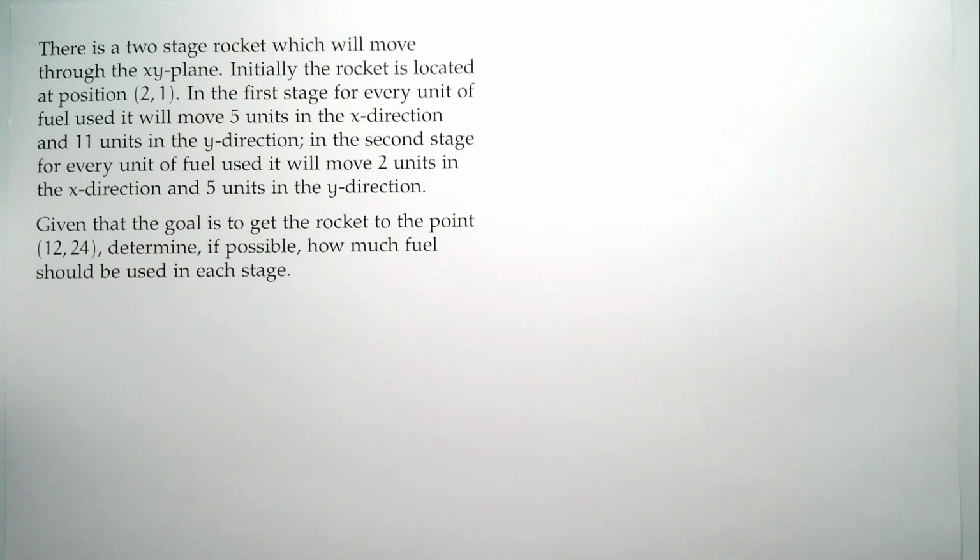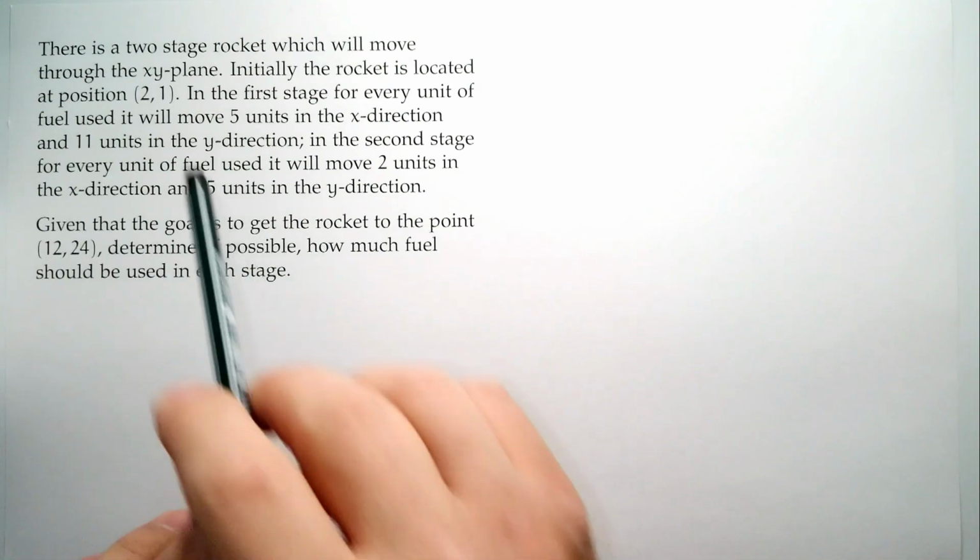So here's a problem. There's a two-stage rocket, and it's going to be moving in the plane. So right now it's just a two-dimensional rocket. We'll get up to a three-dimensional rocket problem in a couple of sessions. And the three-dimensional problem, that's a good one. I'm looking forward to it. It's going to be good. But okay, there's a two-stage rocket. It's moving through the plane.